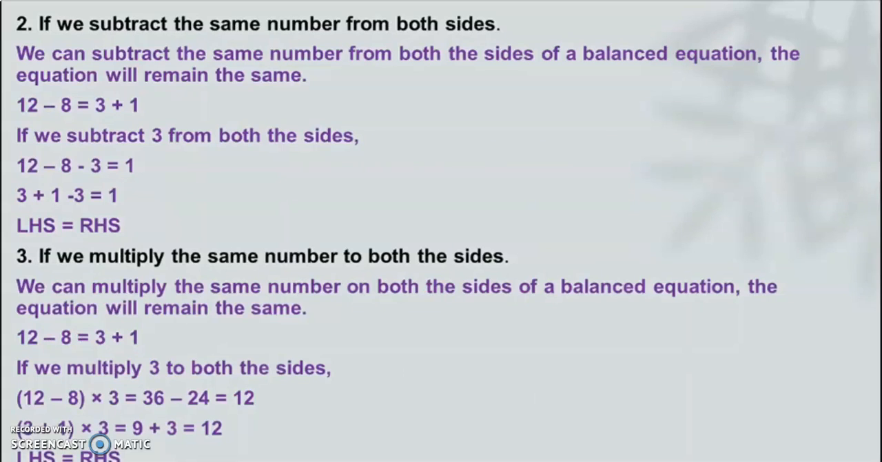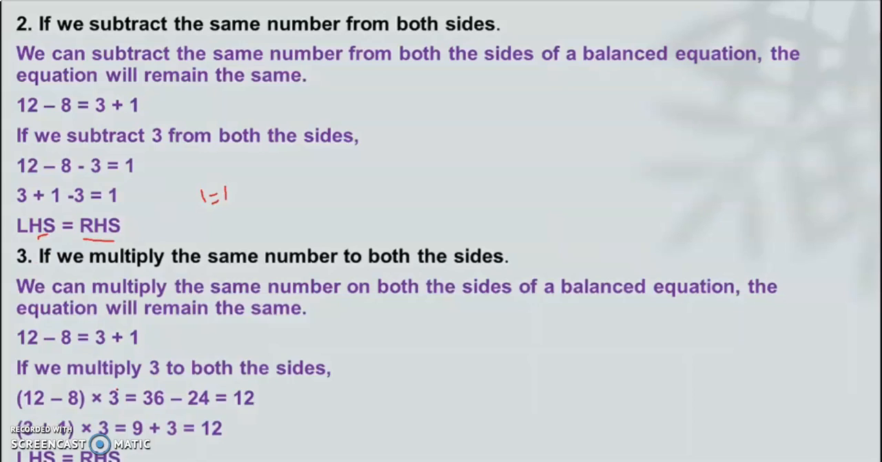Now, we can also subtract the same number from both the sides of the balanced equation, and the equation will remain the same. Let's take an example again, the same previous one, 12 minus 8 is equal to 3 plus 1. Now here we will subtract 3 from both the sides. So 12 minus 8 minus 3, is equal to 3 plus 1 minus 3. So 3 plus 1 is 4. 4 minus 3 is equal to 1. 1 is equal to 1, and hence proved, LHS is equal to the RHS.